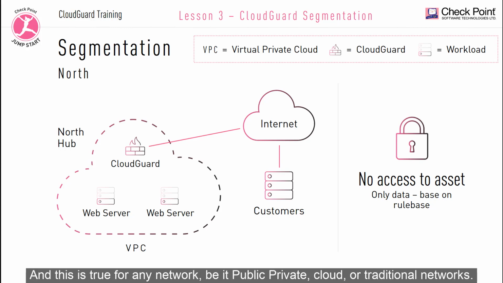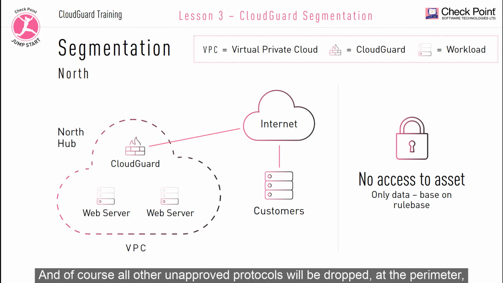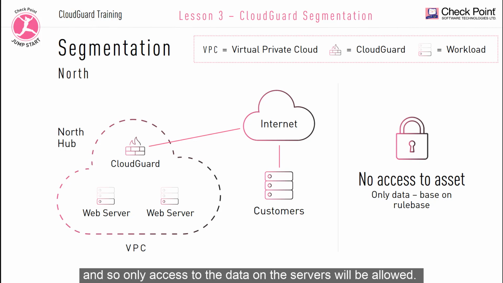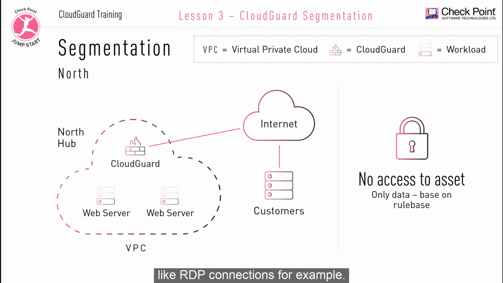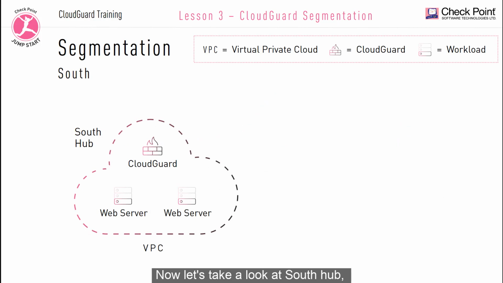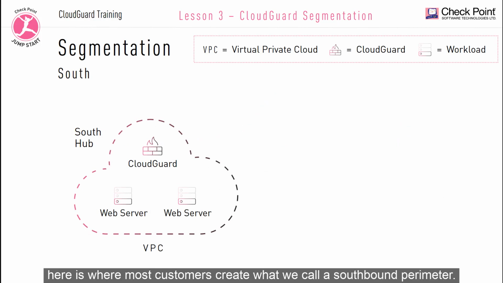And this is true for any network, be it public, private, cloud, or traditional networks. And of course, all other unapproved protocols would be dropped at the perimeter, and so only access to the data on the servers will be allowed, and any access to the servers themselves would be dropped, like RDP connections, for example. Now let's take a look at the South Hub. Here is where most customers create what we call a southbound perimeter.